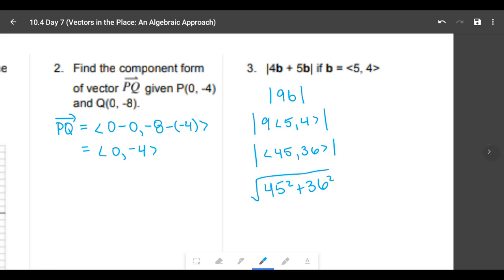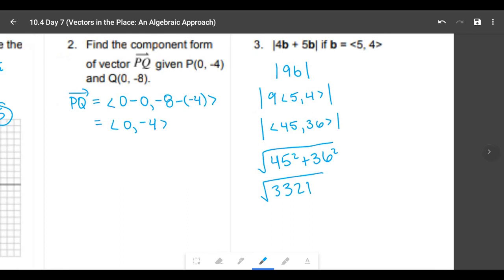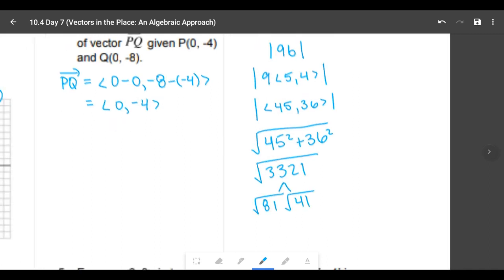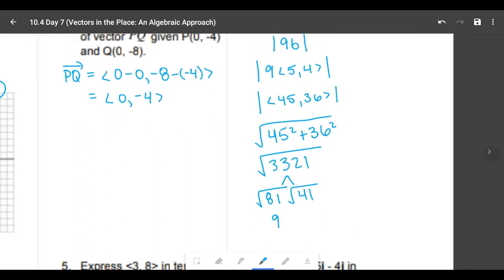And so this is going to end up being the square root of 3,321. And that should end up, we can take a 9 out of this. Actually, we could take 81 out of this. So this is going to be the square root of 81 and the square root of 41. And so this final answer should be 9 square root 41.